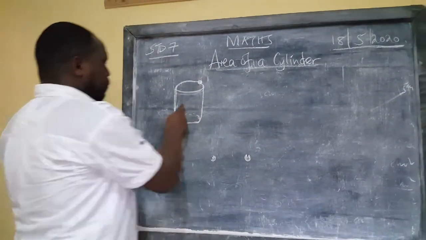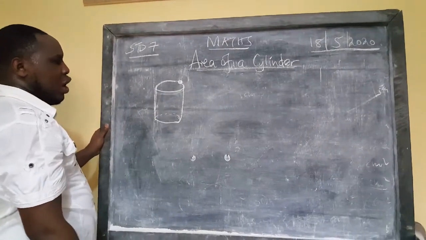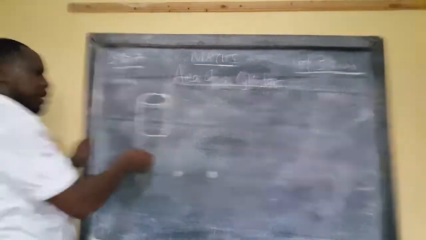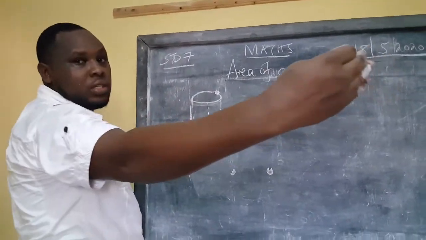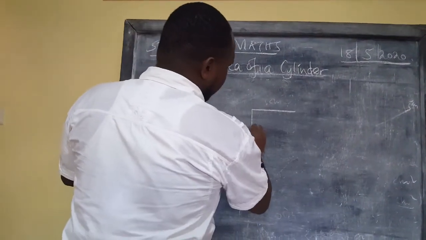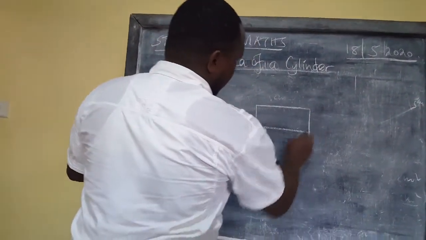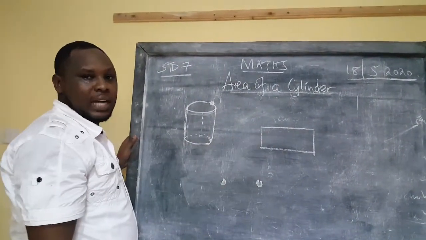So we remove this part which is circular, we remove this part which is circular, we remain with the curved surface, and the curved surface we cut it at the center there, and then we stretch it to see what we are going to form. So if you do that, after you cut well, you are going to cut and stretch it. It will form a rectangle like that.